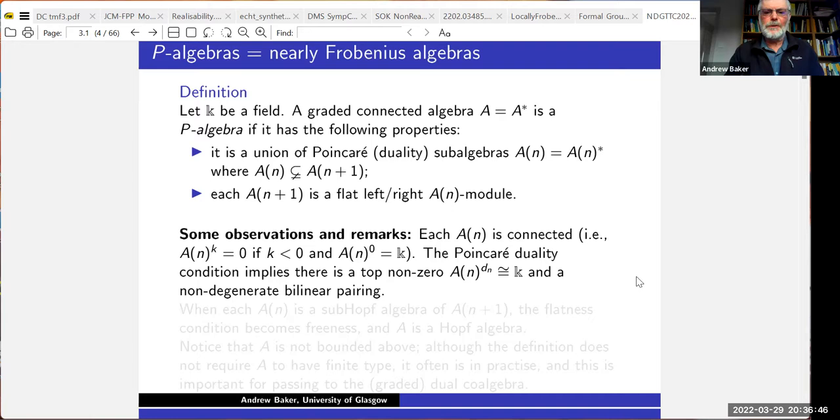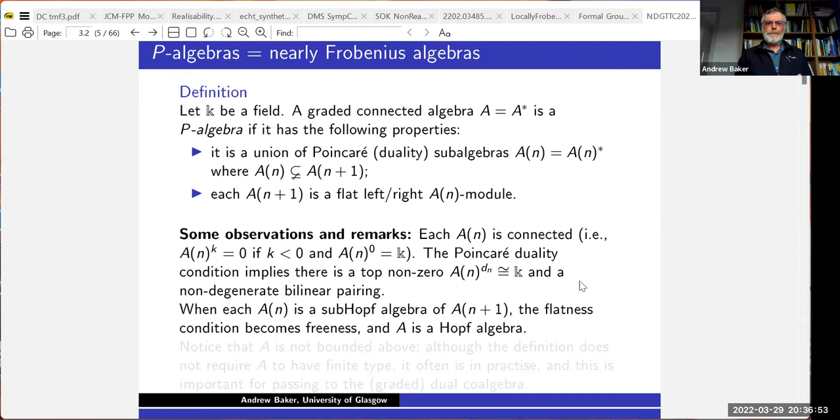Okay, so now one of the conditions here is this flatness condition. Now, if we insist that the A_n are Hopf algebras and each A_n is a sub-Hopf algebra of A_{n+1}, that comes for free because sub-Hopf algebras of finite dimensional Hopf algebras are free. That's true in both the ungraded and the graded setting. So you get that flatness in the world of Hopf algebras without any extra assumptions.